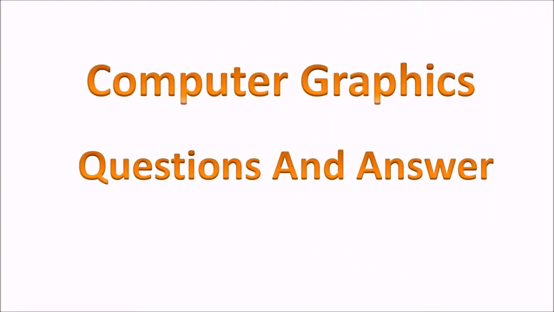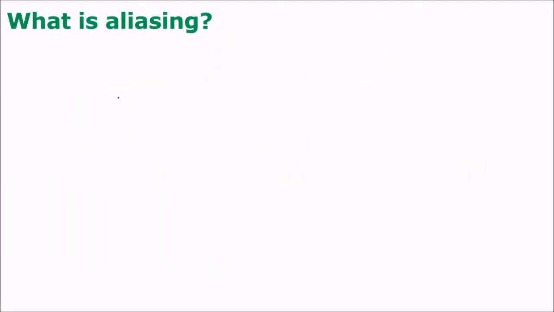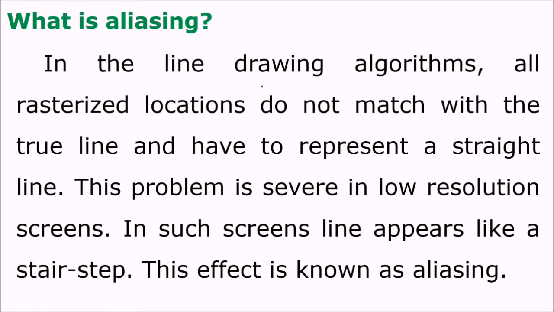So we are taking a few more questions on computer graphics. What is aliasing? The related question will be: what is anti-aliasing? In the line drawing algorithms, all rasterized locations do not match with the true line, and we have to represent a straight line.